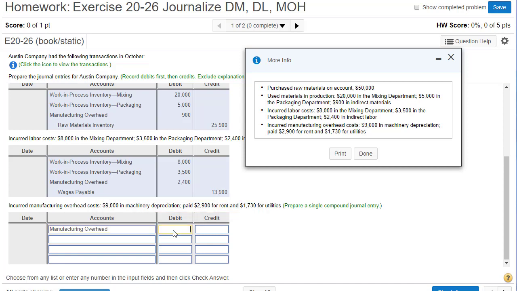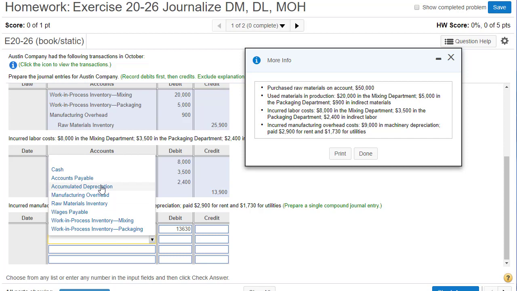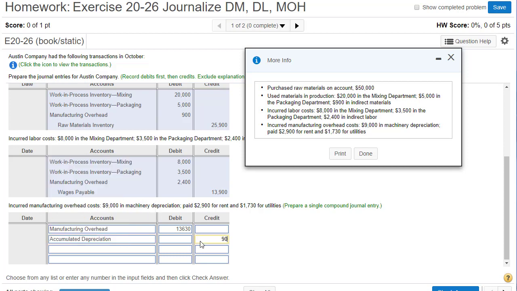That gives us about 13,630. And notice it says prepare it in a single compound entry. So now the credits. The first one is for machinery depreciation. When we record depreciation, the credit is accumulated depreciation, 9,000. And then the other costs we paid for rent and for utilities. Since we paid that, the credit is cash. And we add those two up. That's about 4,630.